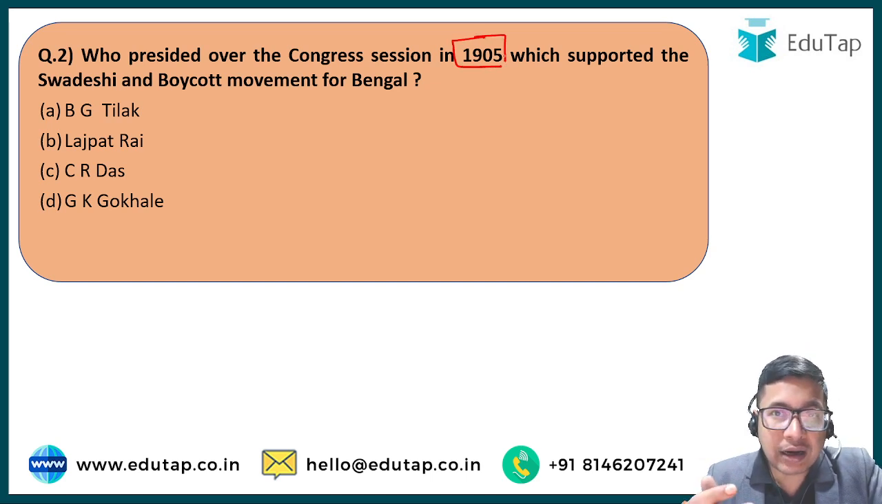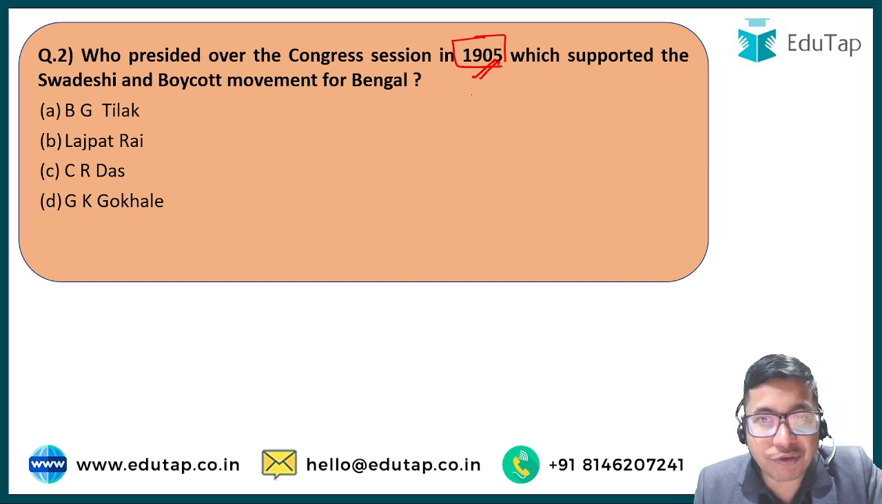We know that the decision to partition Bengal into two different provinces was taken in 1903 and it was implemented in 1905. And Congress and its leaders decided to launch the Swadeshi and boycott movements to protest against the division of Bengal. This session was held in Banaras in 1905, and in this session the decision was taken to launch the Swadeshi boycott movement. Question is, who was the president of the 1905 session?